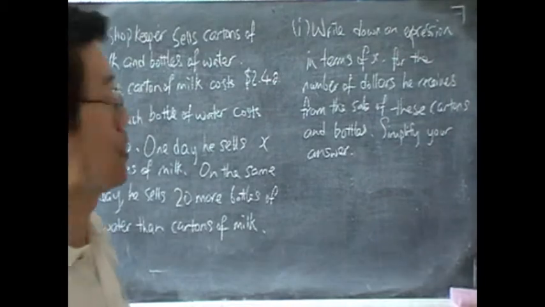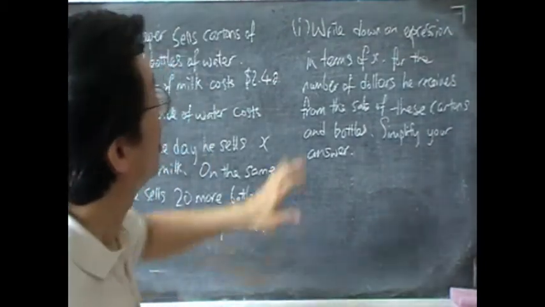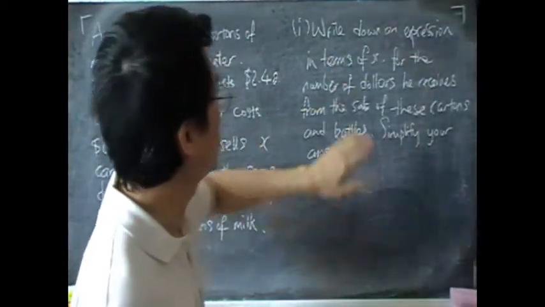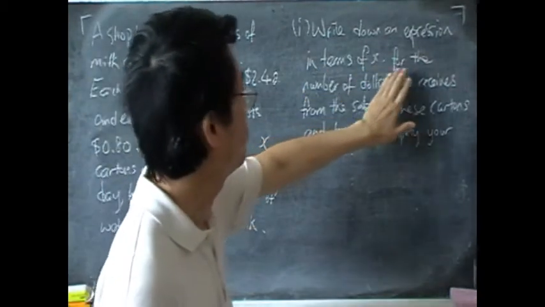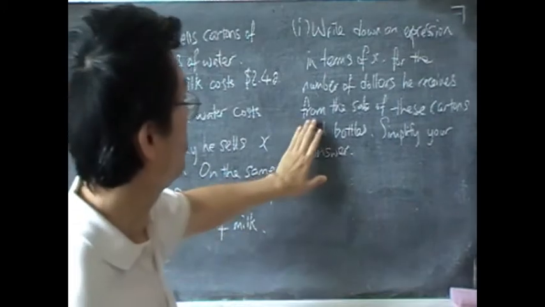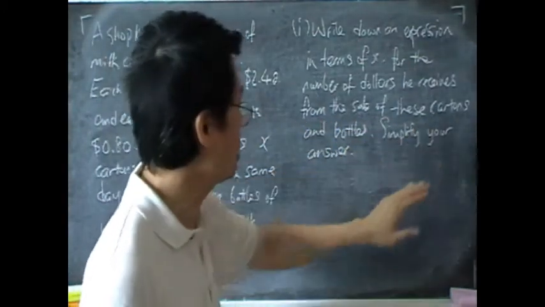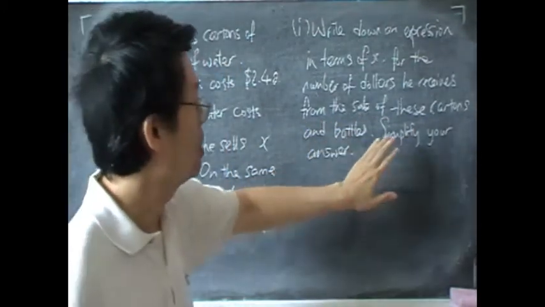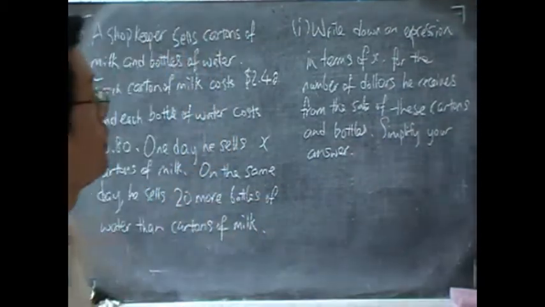And the first part of the question: write down an expression in terms of X for the number of dollars he receives from the sale of these cartons and bottles. Simplify your answer.